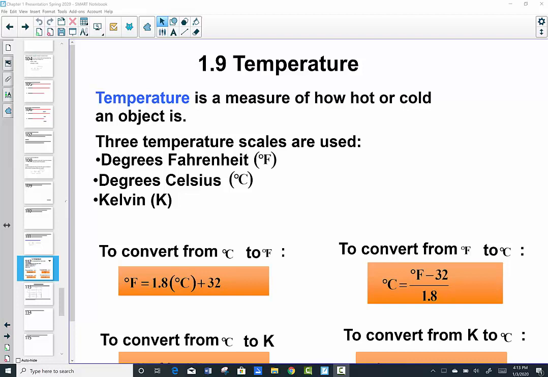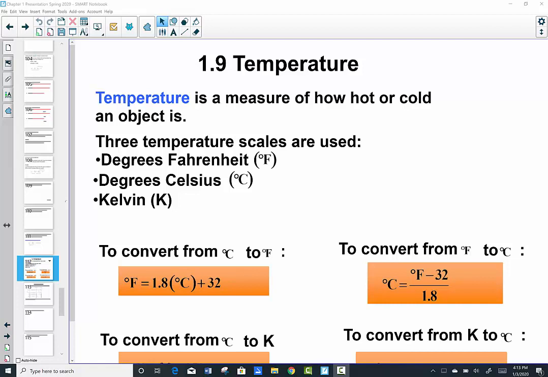Mrs. Hanson one more time, wrapping up our Chapter 1 topics. We're going to talk about temperature and the three different scales we use to measure temperature, which are known as the Fahrenheit, the Celsius, and the Kelvin scale. And when we do so, we'll just practice some conversion factors between them.